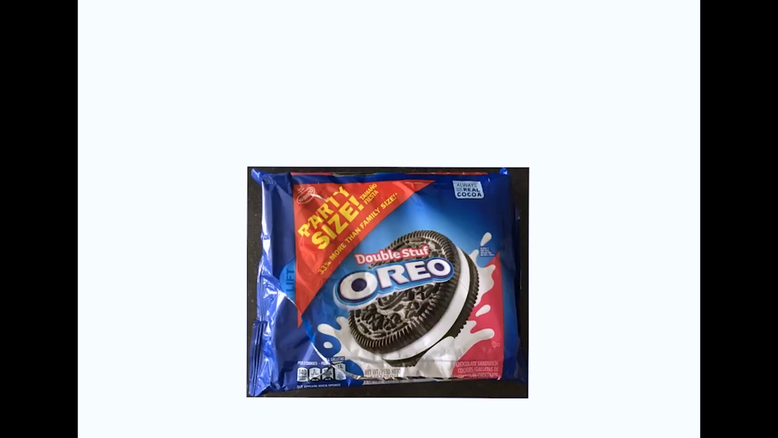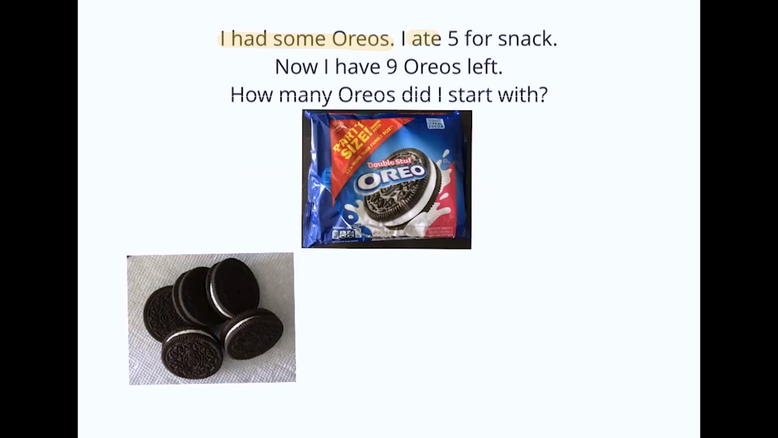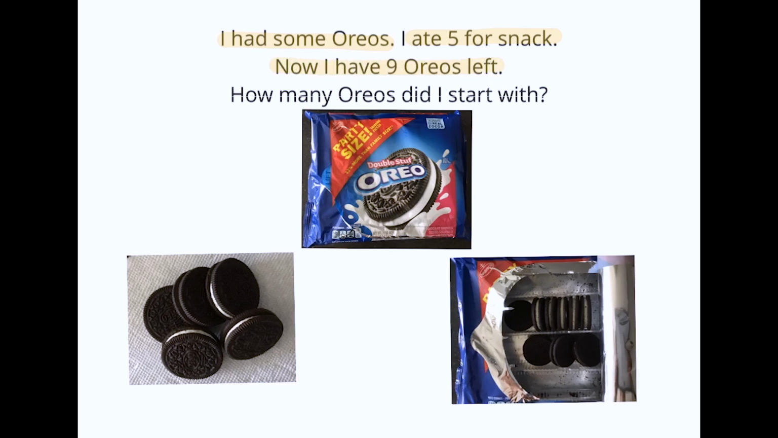The cool thing about doing math at home is that you can make story problems out of anything in your house. So I'm going to show you some things I found in my house and tell you some story problems about them. I don't know about you, but I've been really enjoying some snacks lately. So here's a story problem about Oreos. I had some Oreos. I ate 5 for snack. Now I have 9 Oreos left. How many Oreos did I start with?